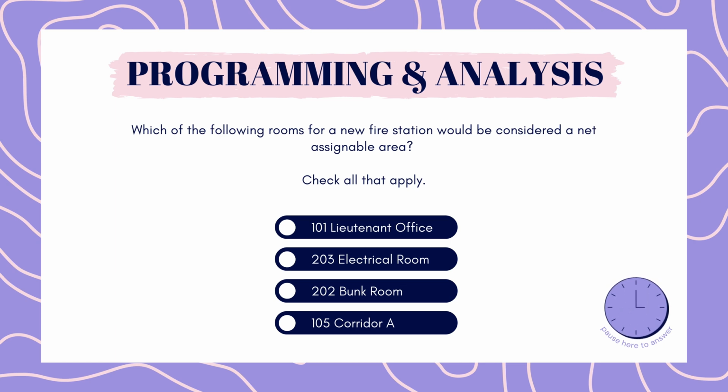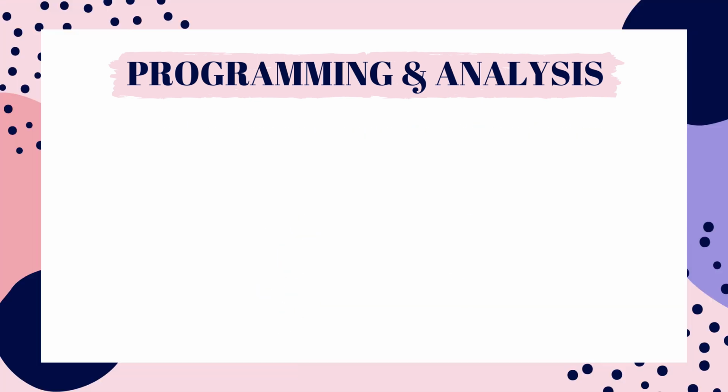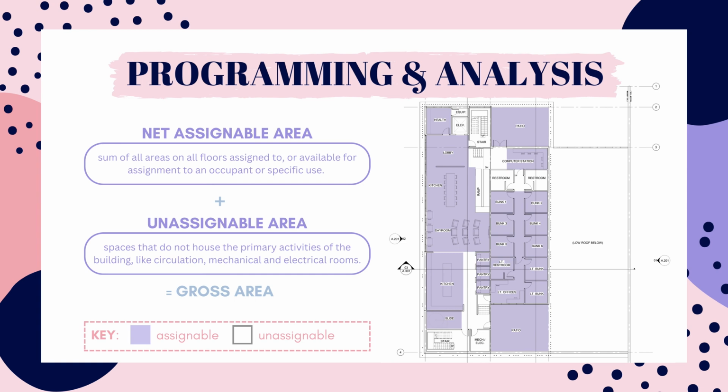The correct answer is lieutenant's office and bunk room. The way I remember net assignable area is that they are spaces you can assign a desired use to. Think of it like if you sat down with someone who is not in architecture and you ask them what spaces they need to include in an elementary school. They say, well, classrooms, a cafeteria, admin offices, a music room, and so on, right?